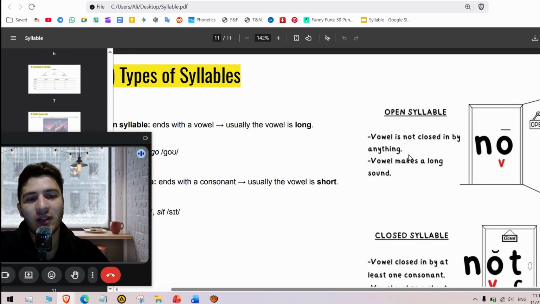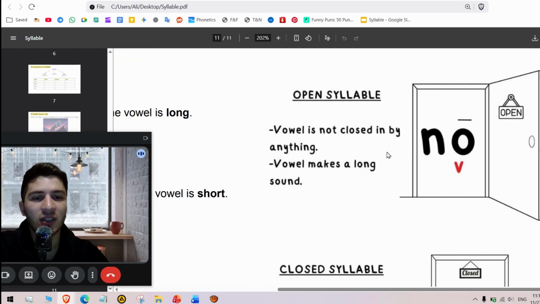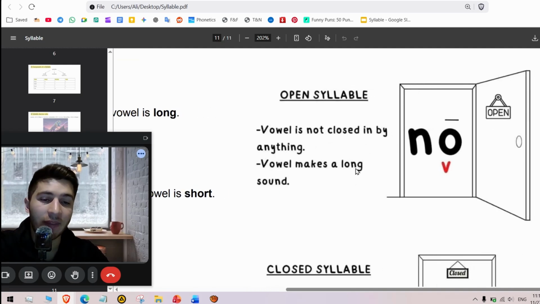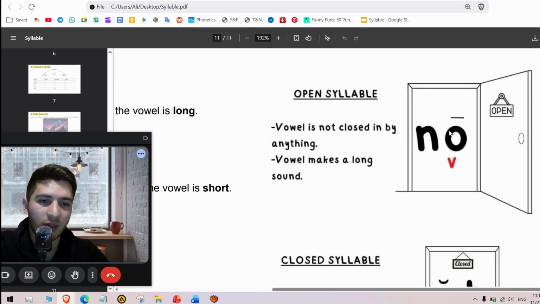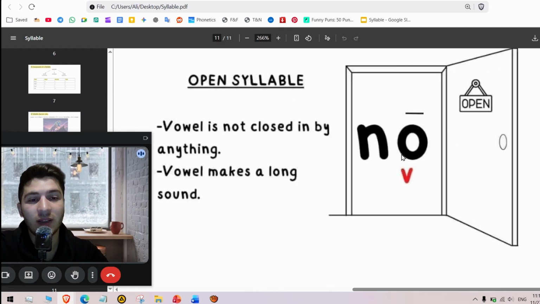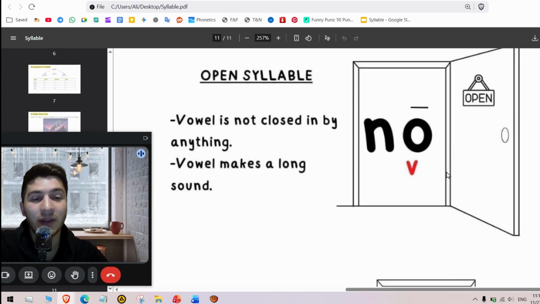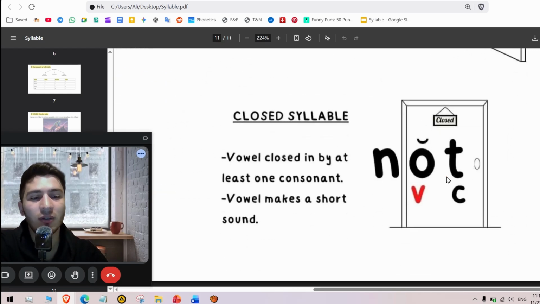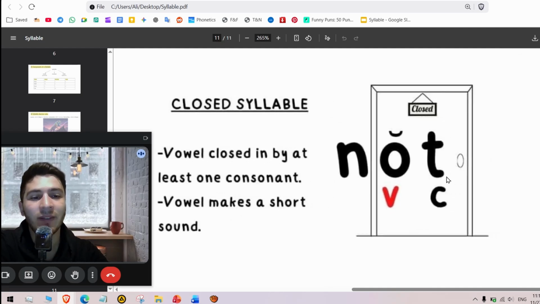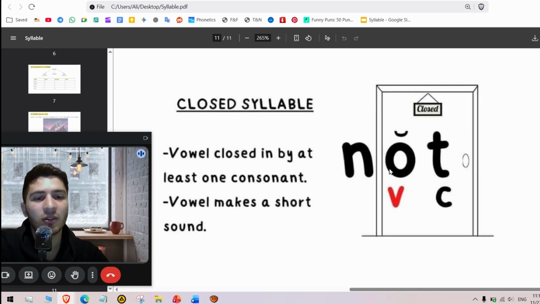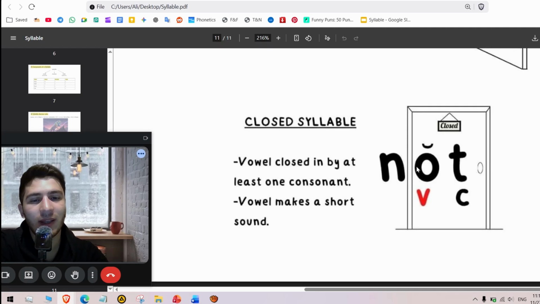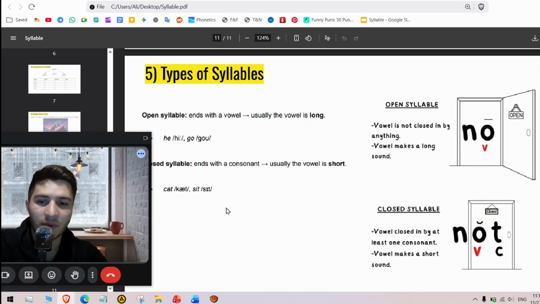Open syllables are syllables where a vowel is not closed by anything, and that's why a vowel makes a long sound. For example, we can see that in this word, the word is ending with a vowel, but there is not anything after that. But if we take a look at the word not, we can see that the word is actually ending with a consonant T. And that's why we call it a closed syllable, because the vowel sound in this syllable is closed, and that's why it kind of makes a short sound. And we can see examples here.